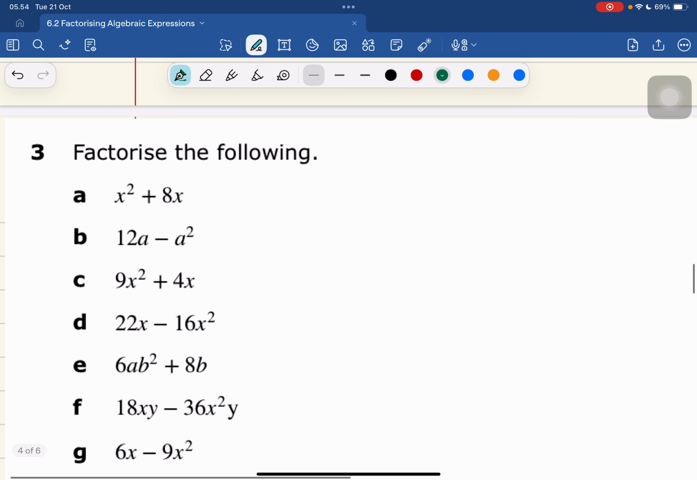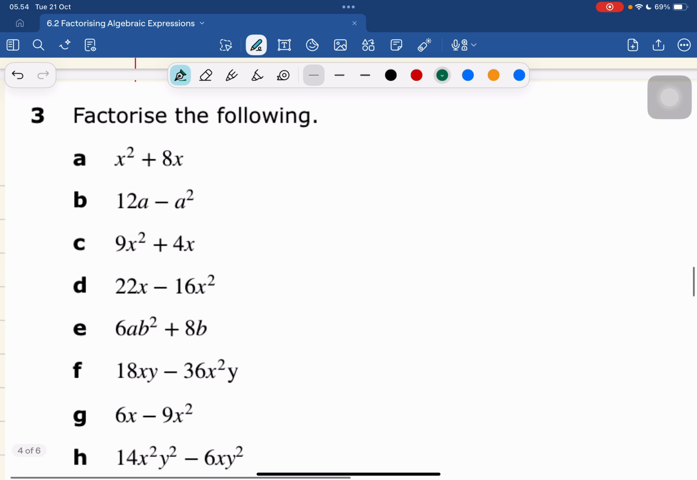Look at number 3. Factorize the following. Okay, we're starting with the letter, 1 and 8. So this means 1, so only the letter. So this is x. And then x to make it x squared, multiplied by x to make it 8x, is gonna be plus 8.